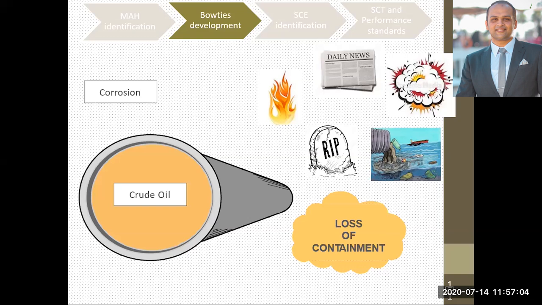Because in certain companies, for example, the target event frequency, they put it very strict. They don't want these three fatalities to happen even once in 10,000 years. That makes the layers of protection have to be a little bit more, if you get what I mean. Because the numbers will not be sufficient to protect against this target event frequency.